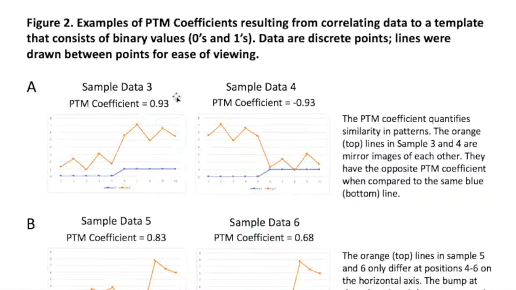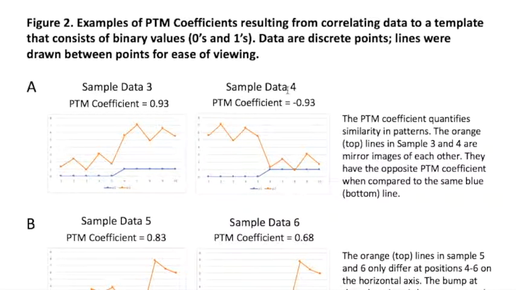Minus 1 means a strong negative correlation, and 0 means no correlation. So in this case, these two profiles have a strong correlation of 0.93, which is close to 1. And this goes to show that PTM measures the overall pattern of two data sets. It does not measure the magnitude of the data, because clearly you see the orange data has much larger values and a larger jump than the blue data, but yet the correlation is 0.93.